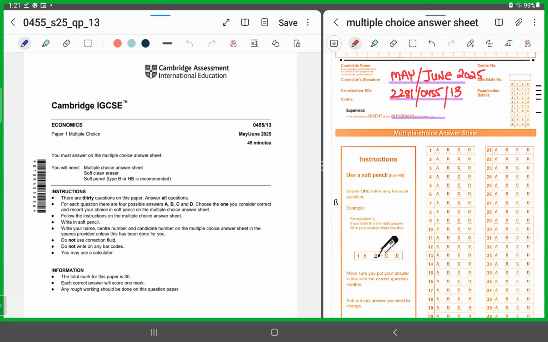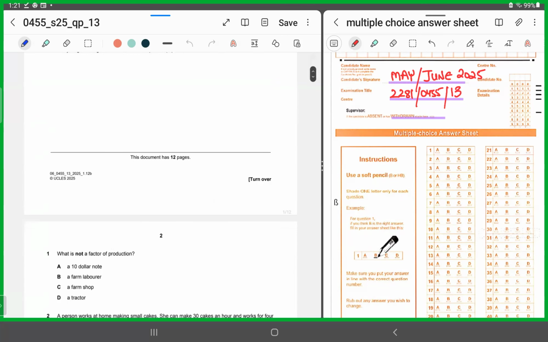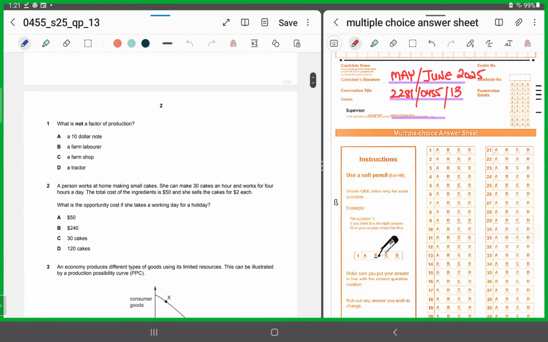MCQ number 1 says, what is not a factor of production? This means out of the 4 options available, there would be one option which is not a factor of production. And we all are familiar with the factors of production: land, labor, capital, and enterprise. The options available are: A says a $10 note, B says a farm laborer, C says a farm shop, and D says a tractor. Now, if we look at the options available, B talks about the farm laborer.